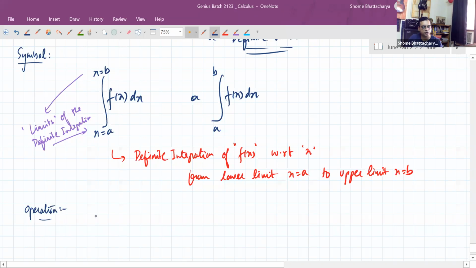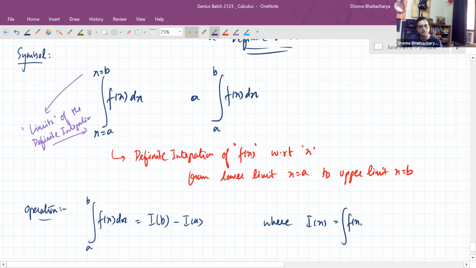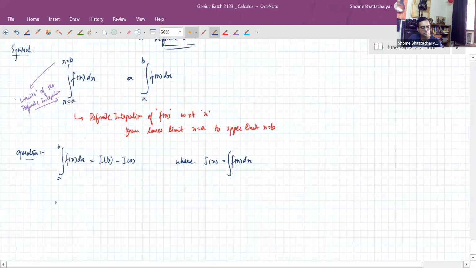So the operation or method of solving this is given by the value of the indefinite function at b minus the value of the indefinite function at a. Okay. Where I(x) is basically the antiderivative of f(x). So let me illustrate this with an example for it to become clear. If I'm integrating x squared from x equal to 1 to x equal to 2, let's say, I know that the indefinite integration of x squared is x cubed by 3 plus c.